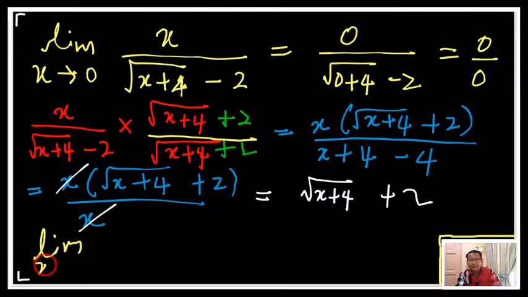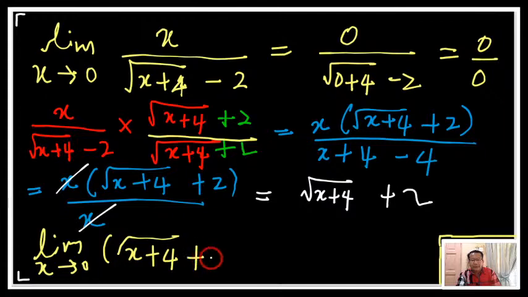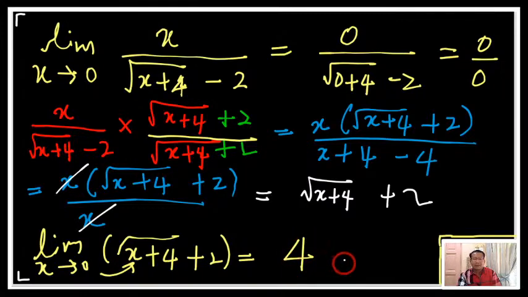the limit as x approaches 0. Now this one has become square root x plus 4 plus 2. So you substitute 0 into x. 0 plus 4 is 4, square root 4 is 2, 2 plus 2 is 4. Problem solved.